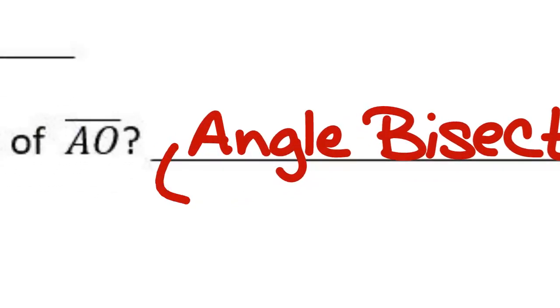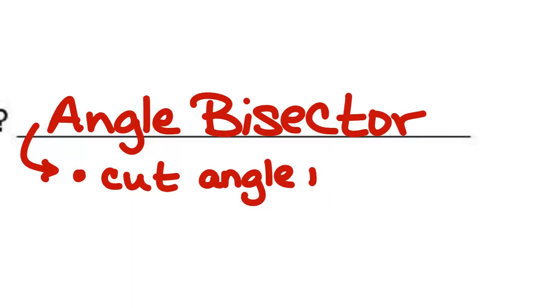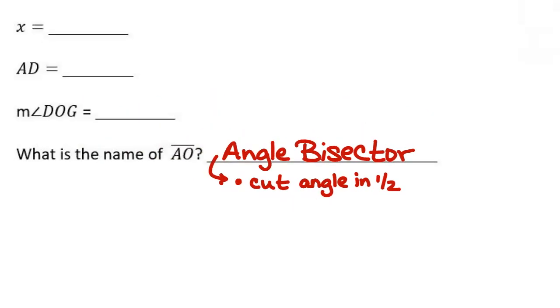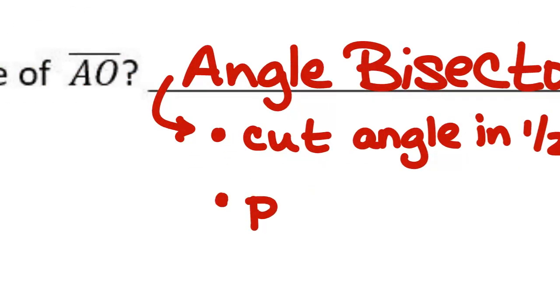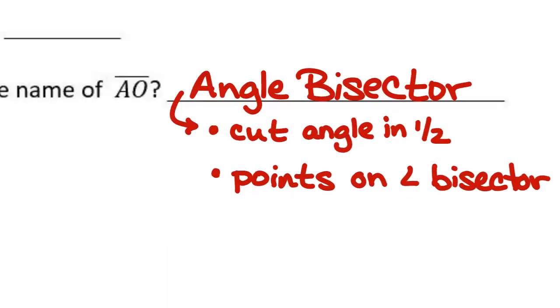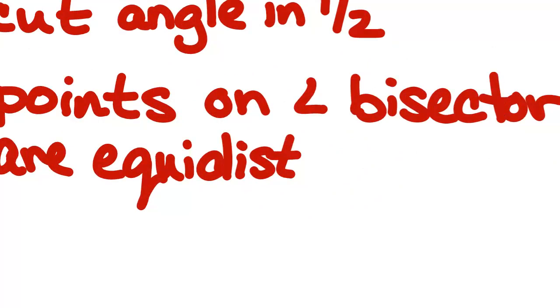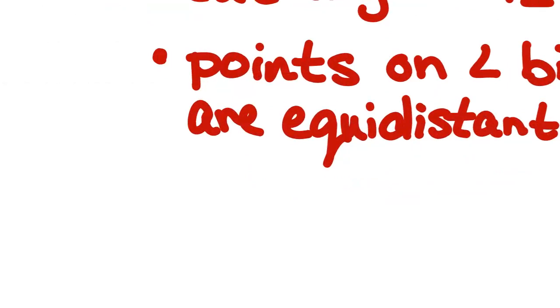Angle bisectors cut angles in half. But the other thing about an angle bisector is that points on the angle bisector are equidistant from the sides of the angle.